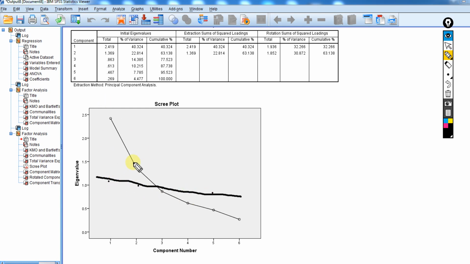If it had happened to be the case where the line actually cut across maybe down here. This is really poorly drawn. Let's try this again. Let's say it looked a little bit more like this right here, and this is not horizontal, just pretend it's got a little bit of a slope to it. Then we might be inclined to adopt a 3-component solution.